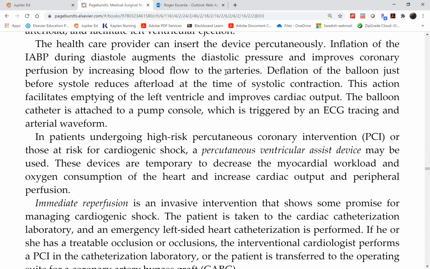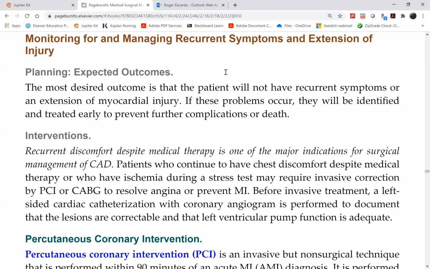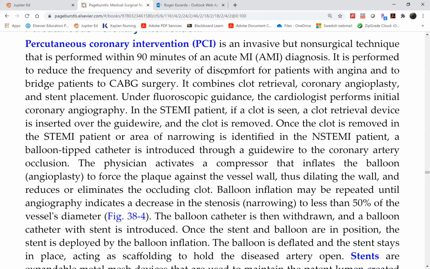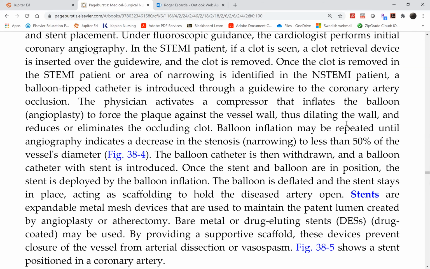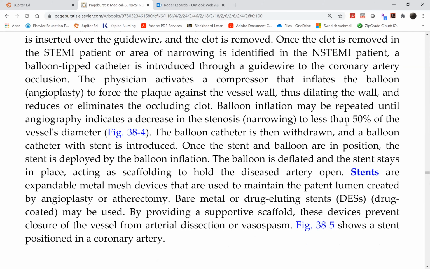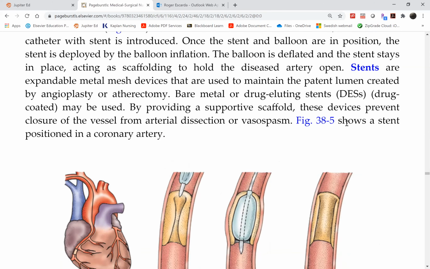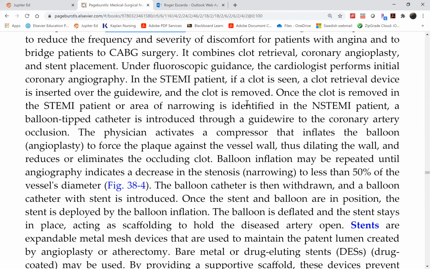This is now IABP. Okay, we'll resume here. So this is your pre and post care for a patient receiving cardiac catheterization. Again, the gold standard is 60 to 90 minutes of the onset of symptoms. It's nice to know the procedure, so please read the procedure on its own.